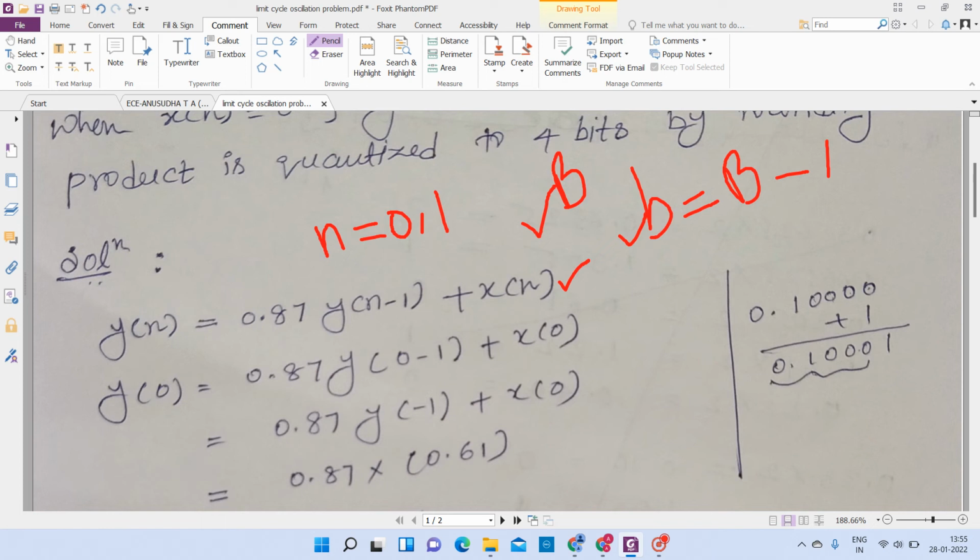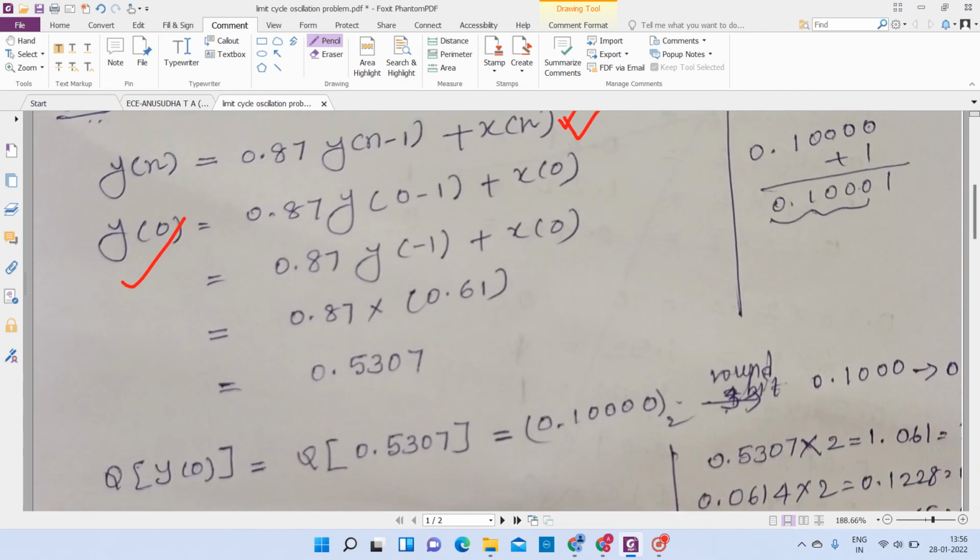What is y of n? y of n is the output of the system for the value n equal to 0. We substitute n equal to 0 in this equation and then calculate the value of y of 0. After calculating, the value of y of 0 is 0.5307.